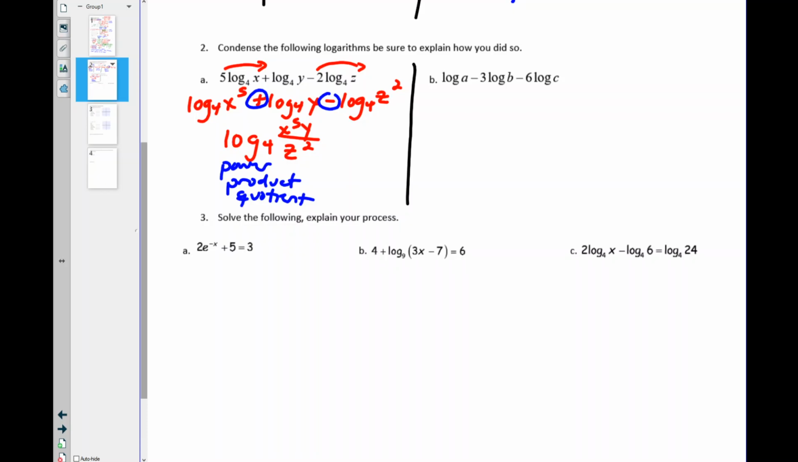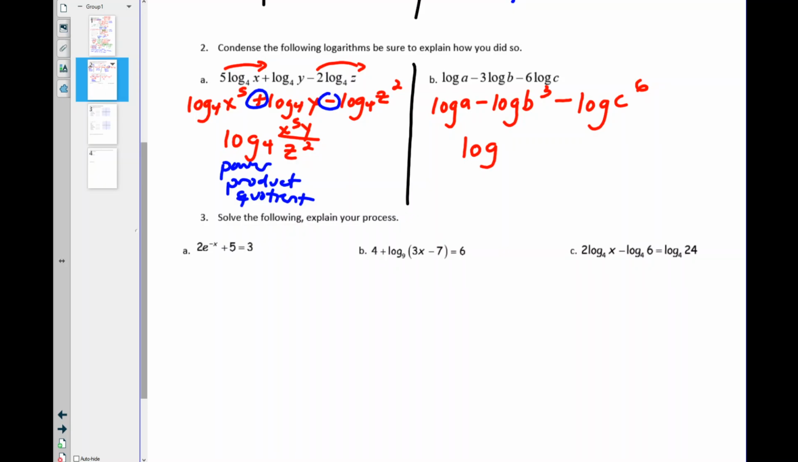Well, do we see anything that can be done with power property? No? Yes? What? Sorry, what can be moved up to a power? The 3 and the 6. So this would be log A minus log of b to the 3rd minus log of c to the 6th. Now that I have all the same coefficients, I can bring them together. This log is a common log. It's just base 10 log.